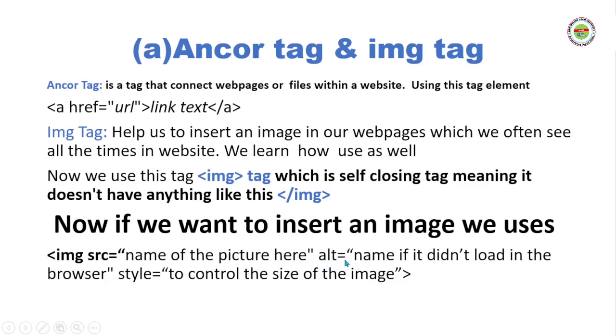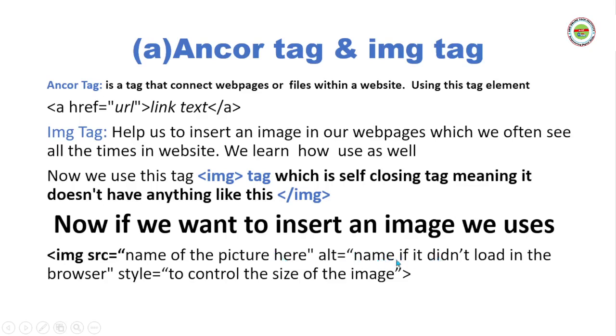So alt is going to be equals to, and then we will say the name if it didn't load in the browser. So the name that you type there, let's say this is a logo image, then you put the file of the image there, that is the logo, and then in the alternative, you type the name, my logo or our logo.